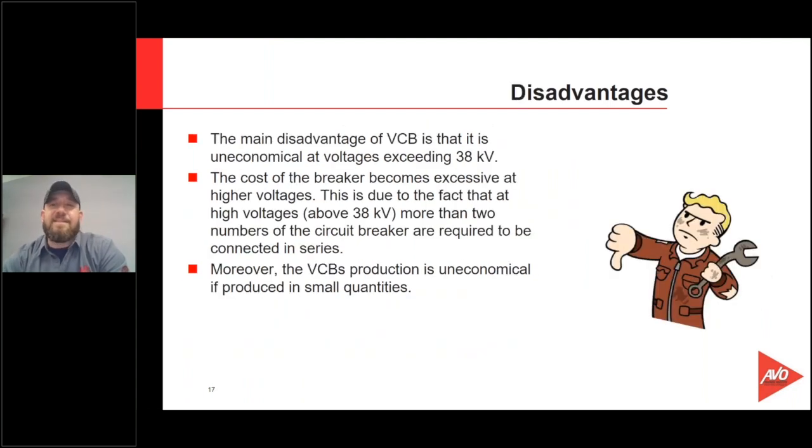Its disadvantages, of course. The main disadvantage of the interrupter is that it is uneconomical, typically at voltages exceeding 38 kV, and we're talking directly about a circuit breaker.